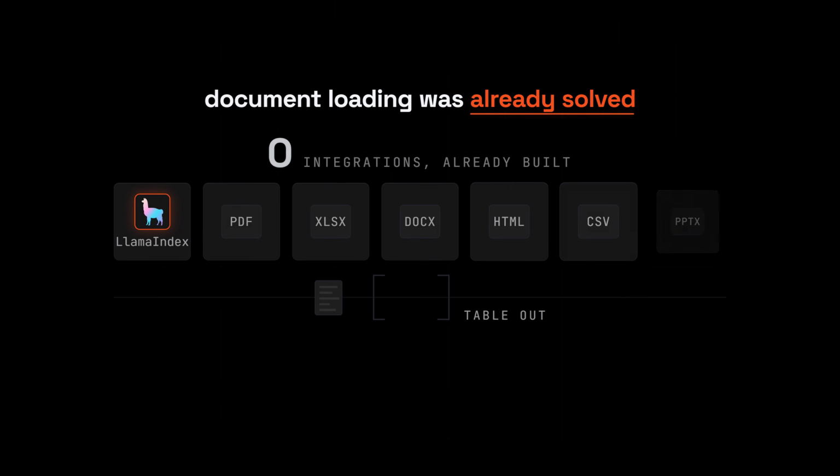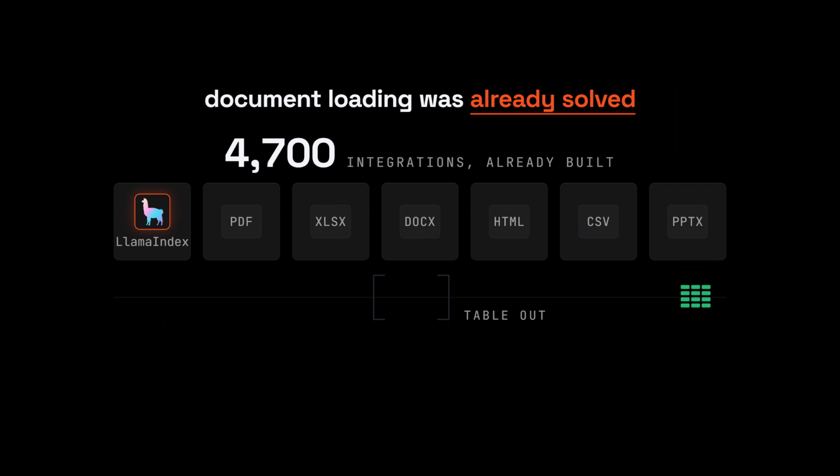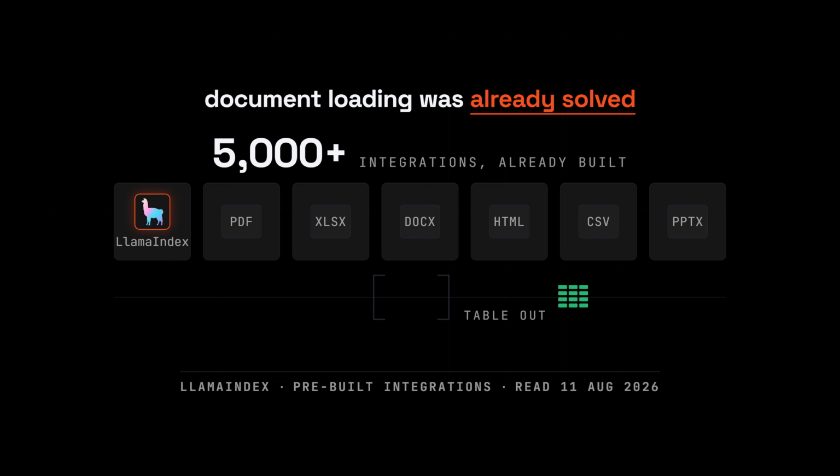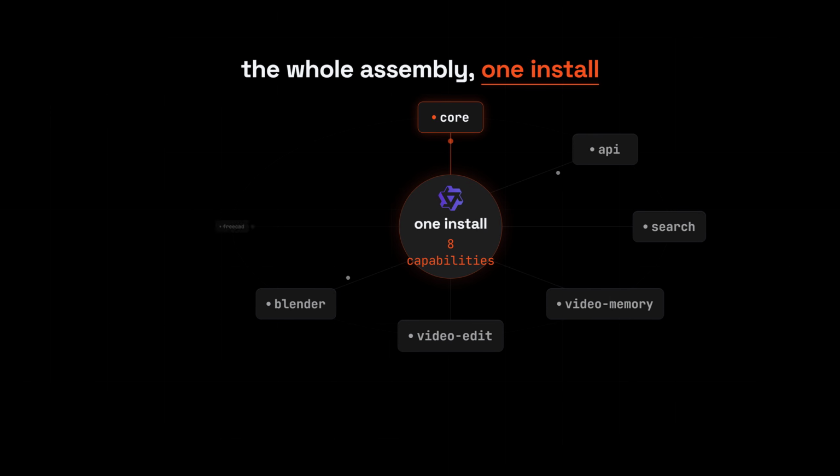Document loading was solved too. LlamaIndex counts more than 5,000 pre-built integrations, with parsers that pull tables and charts out of scanned PDFs. Anyone who wanted an agent to read a document has had a way to do it for a couple of years. Therefore, Qwen did not invent this layer.